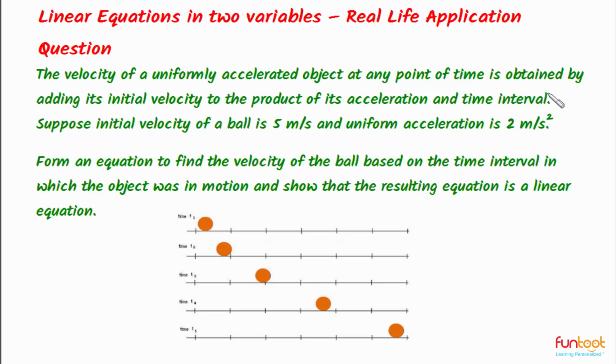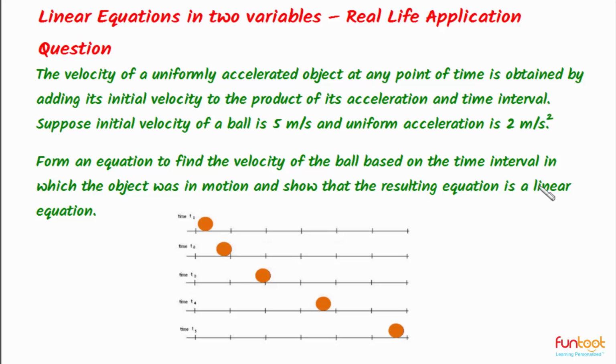A motion is said to be accelerated when its velocity changes. So here in the picture we have shown the motion of a ball which is in accelerated motion. Also given here is that suppose the initial velocity of the ball is 5 meters per second and its uniform acceleration is 2 meters per second square. We have to form an equation to find the velocity of the ball based on the time interval in which the object was in motion, and we have to show that the resulting equation is a linear equation.